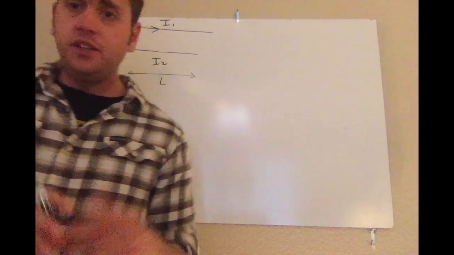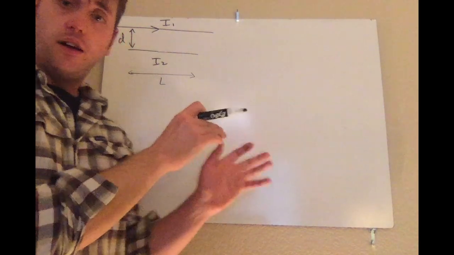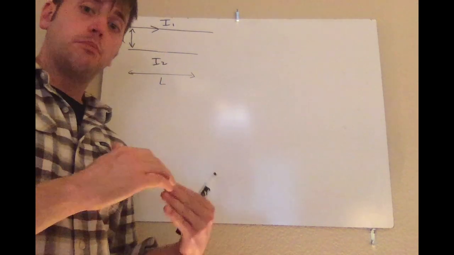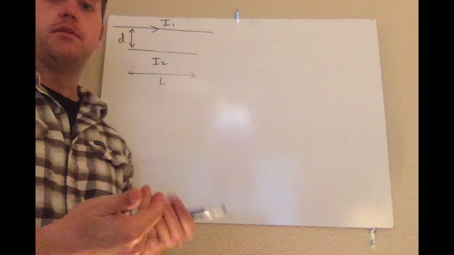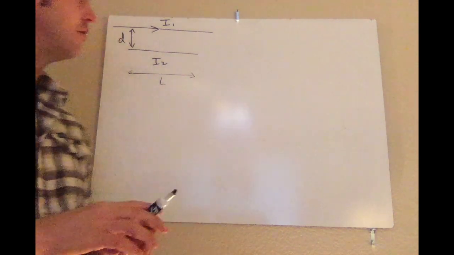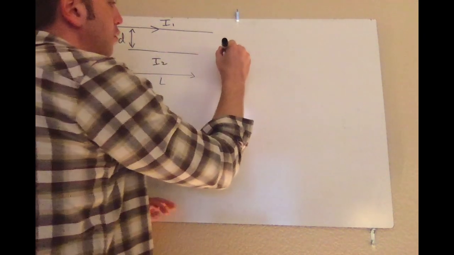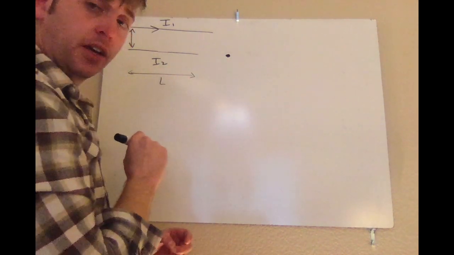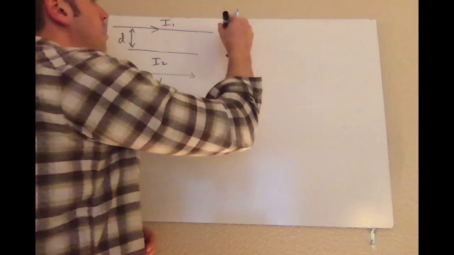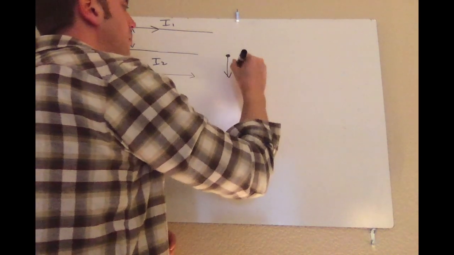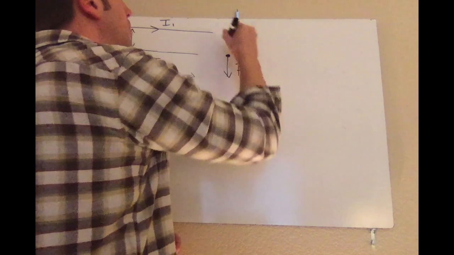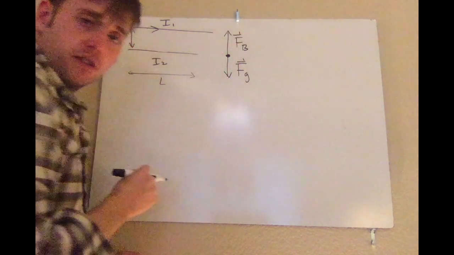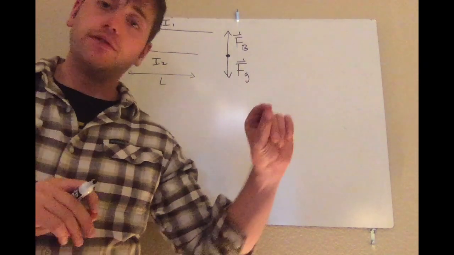In this example, we're suspending a wire, wire number 2 down here, in the air by applying a magnetic force to it that counteracts gravity. If we want this to float there, here's what we need. If we draw a free body diagram of this second wire, there's going to be a force of gravity, Fg. There's also going to be a magnetic force, which we'll call Fb. They need to cancel each other out in order for it to actually float there.